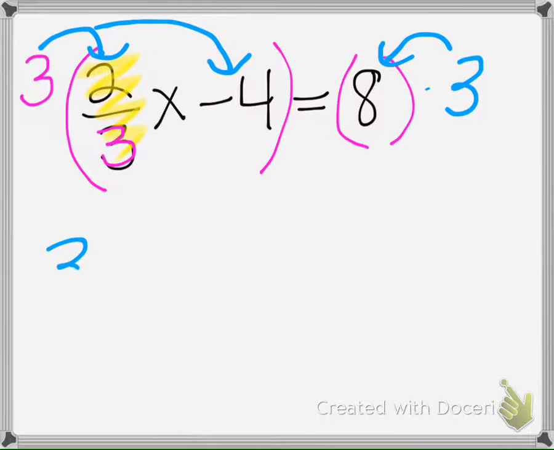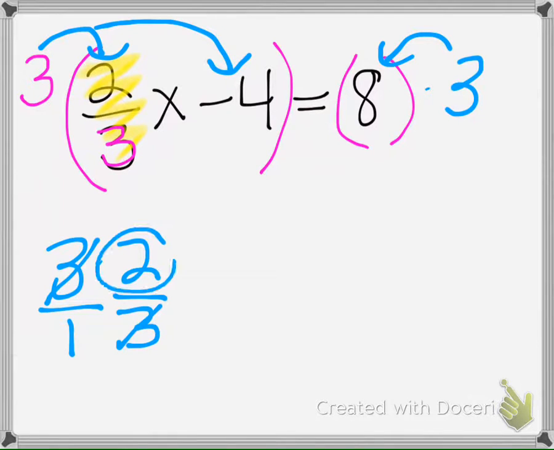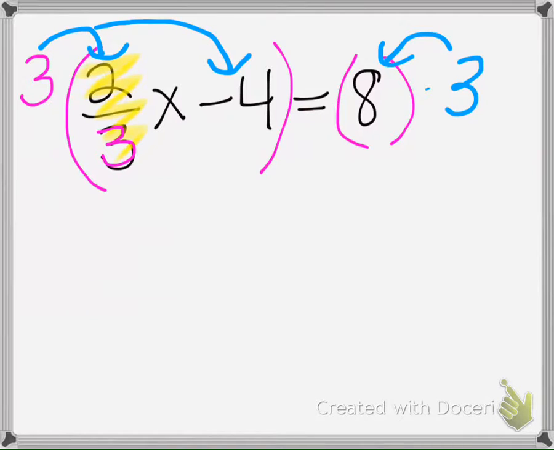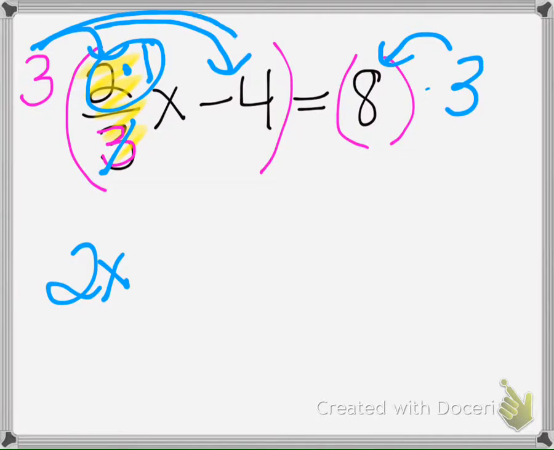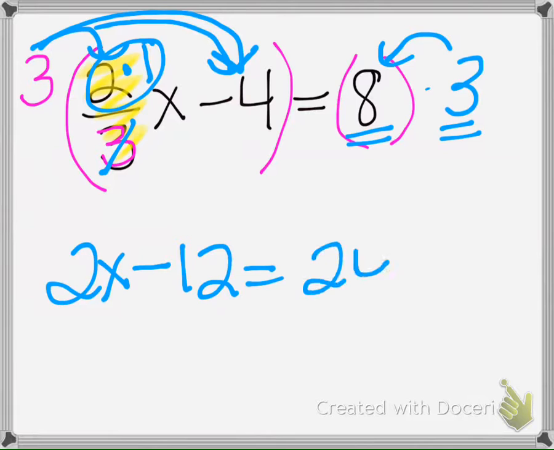So when we do 3 times 2/3 right here, these are going to cancel, and all you're left with is a 2. So the easy way to do it without having to write that out is 3 goes into 3 once, and 2 times 1 is 2. 3 times -4, this is not a fraction, so we just multiply them. 3 times -4 is -12. And then here we have 8 times 3 is 24.